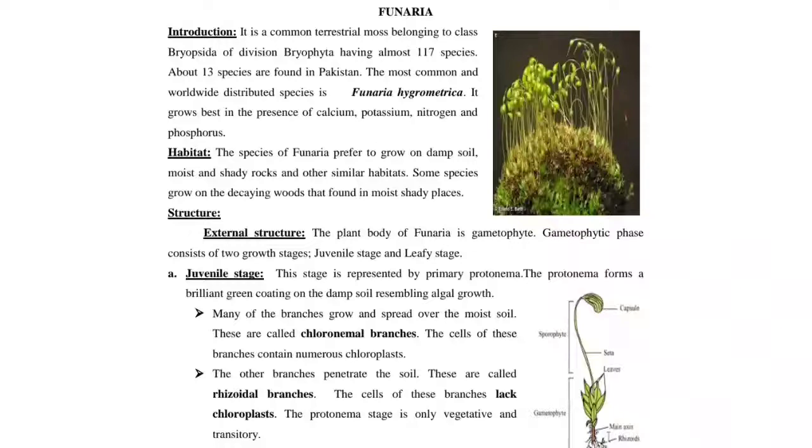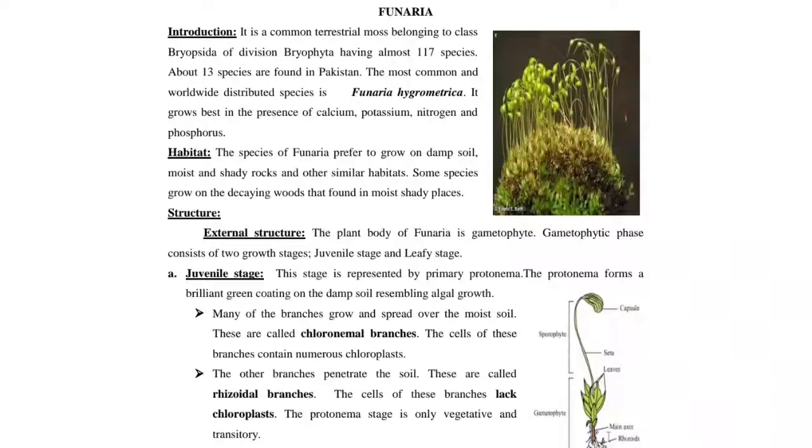Structure. External structure. The plant body of Funaria is gametophyte. The gametophytic phase consists of two growth stages, the juvenile stage and the leafy stage. A. Juvenile stage. This stage is represented by the primary protonema. The protonema forms a brilliant green coating on the damp soil, resembling algal growth.